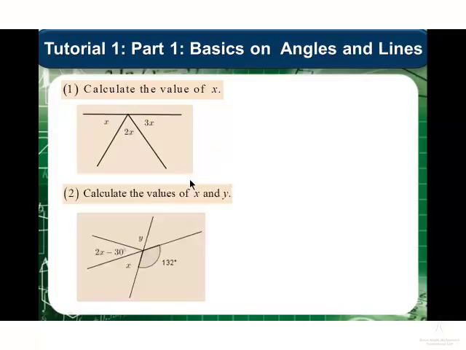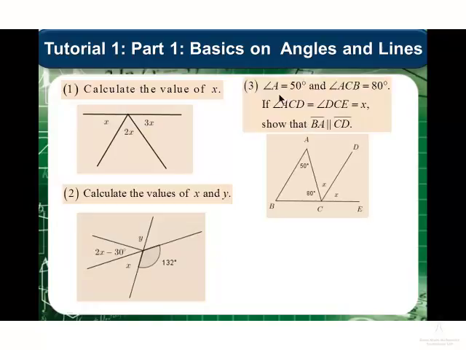In the second problem, you have to calculate the values of unknown angles x and y, and consider this diagram very carefully. In problem 3, the angle A is given as 50 degrees, as indicated. The angle ACB is, in this case, 180 degrees, A, C, and B. If the angle ACD is equal to angle DCE, as indicated, both of them are equal to x, the unknown angle, show that the line segment BA is parallel to CD.